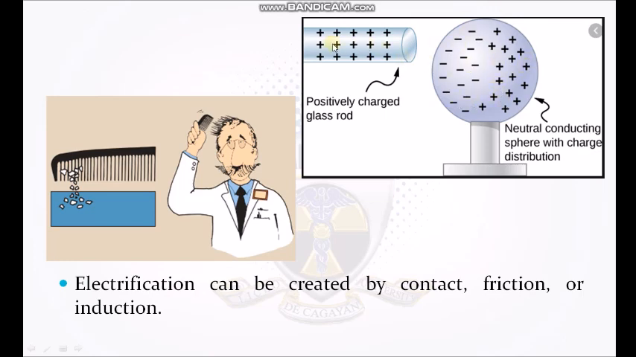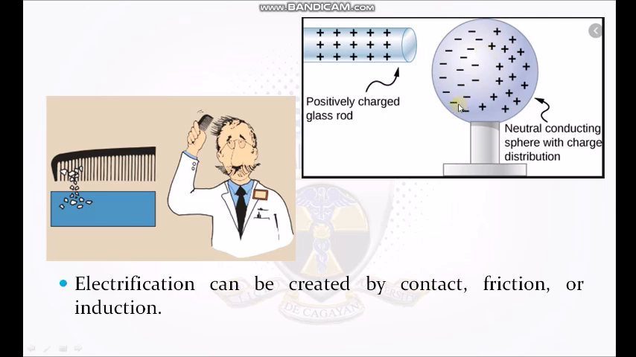Once the positively charged glass rod comes close, but is not placed in contact, to the sphere, what happens is that since the glass rod is positively charged, the positive charges of the sphere have been repelled, and the negative charges have been attracted. So that means it has been electrified.